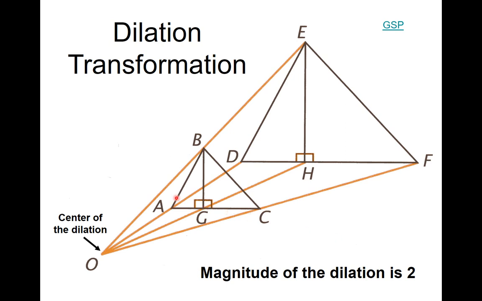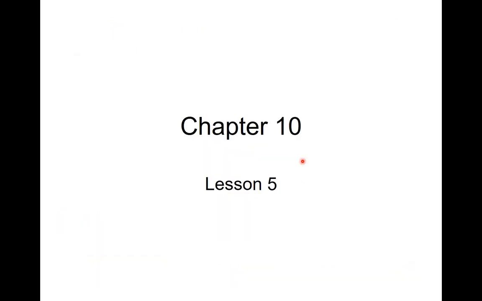Well, if that's true of the sides, then we find out it's also going to be true of the altitudes. So if this were 2, EH would be 4. If AC was 7, DF would be 14. If AB was 6, ED would be 12. So the altitudes have the same ratio as the corresponding sides.